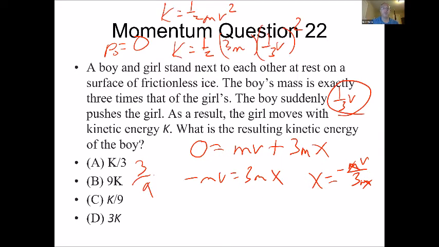So comparing the girl's kinetic energy to the boy's, if her kinetic energy is K equals 1/2 mv squared, his is K equals 1/2 times 3m times (1/3 v) squared. We end up with hers being 1/2 mv squared and his being 1/2 times 1/3 mv squared. Point being, his kinetic energy is going to be about 1/3 of her kinetic energy. Our answer here is A.